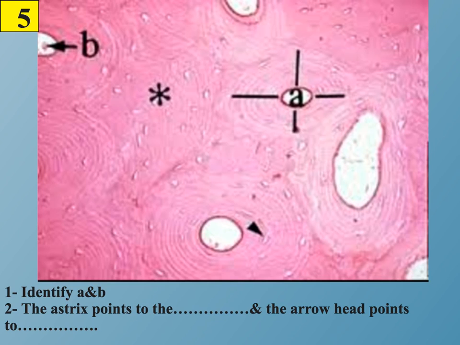Identify A and B. A is the Haversian system. B is the Haversian blood vessel inside the Haversian canal. And the asterisk is pointing to the interstitial lamellae. The arrowhead points to the osteocytes inside their lacunae.